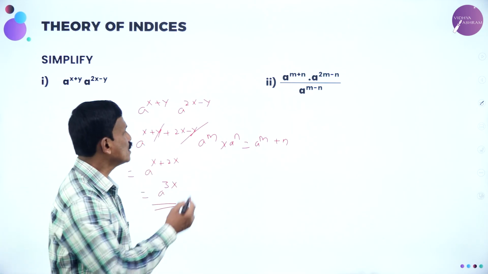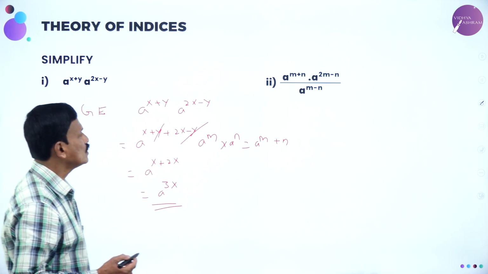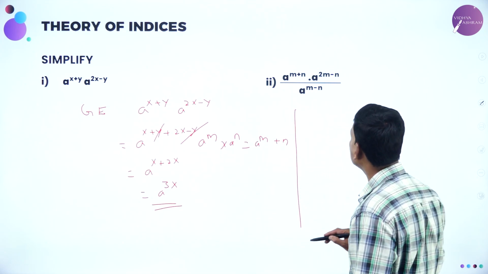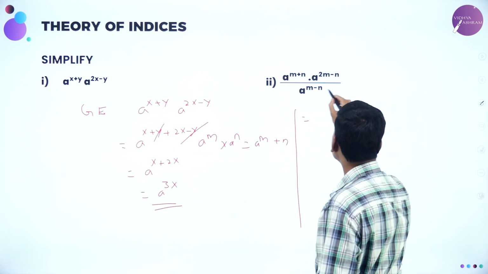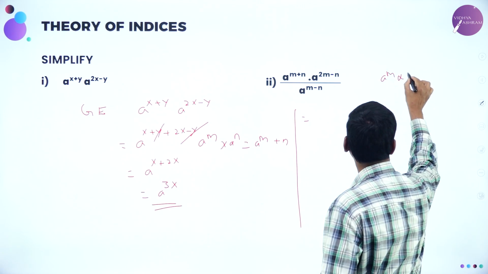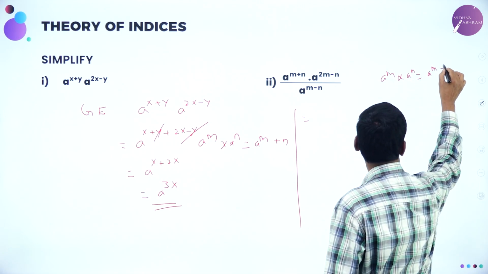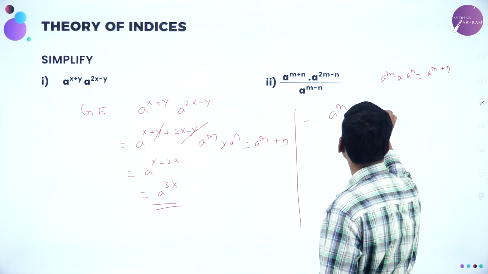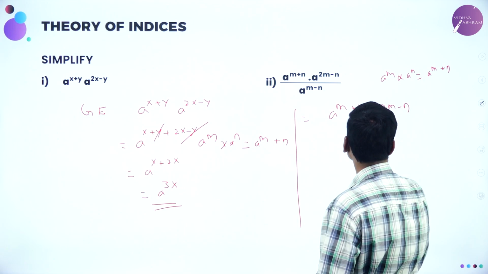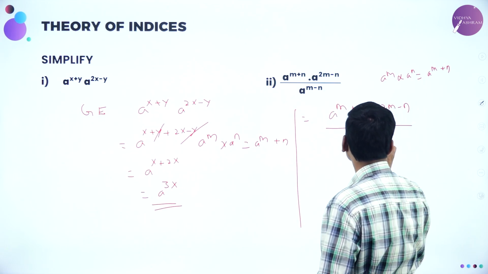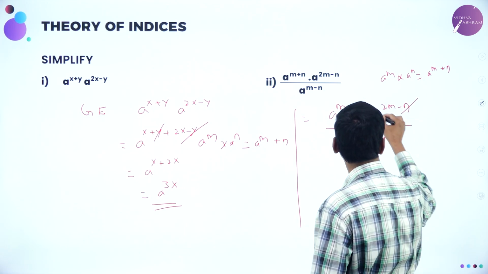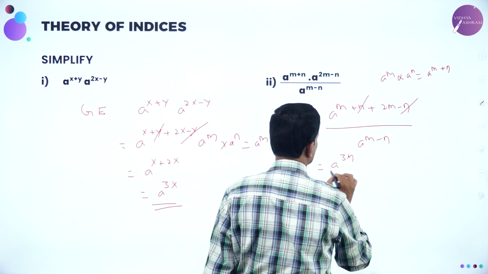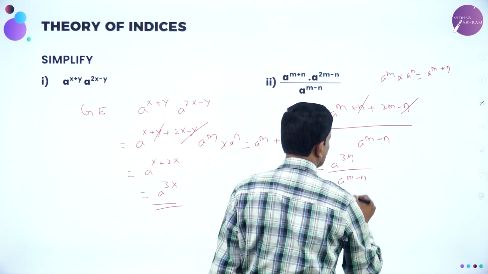Okay. Now, let us come to this problem. See here, a to the power of m plus n into a to the power of 2m minus n divided by a to the power of m minus n. Now, the numerator is of the form a raised to m into a raised to n is a to the power of m plus n. We can apply a to the power of m plus n plus 2m minus n divided by, in the denominator, a to the power of m minus n as it is. Minus n plus n gets cancelled. a to the power of m plus 2m is 3m divided by a to the power of m minus n.